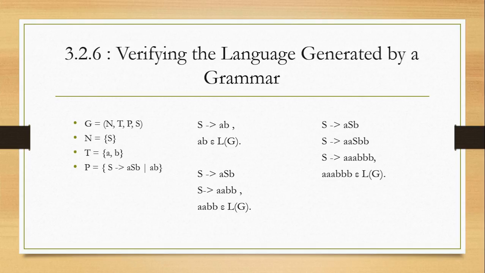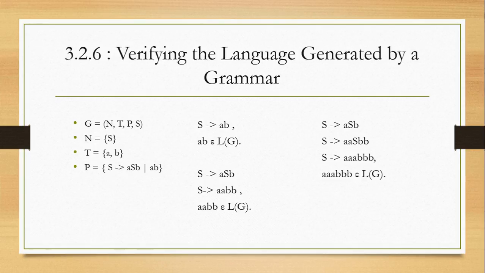Verifying the language generated by the grammar. Although compiler designers rarely do so for complete programming language grammars, it is useful to be able to reason that the given set of productions generates a particular language. For example, let us represent grammar G as NTPS, or N for non-terminals, T for terminals, P for productions, and S for starting symbol. N consists of S, which is our starting symbol, and we have A and B for the terminal symbols, and for the productions, S derives ASB and S derives AB.